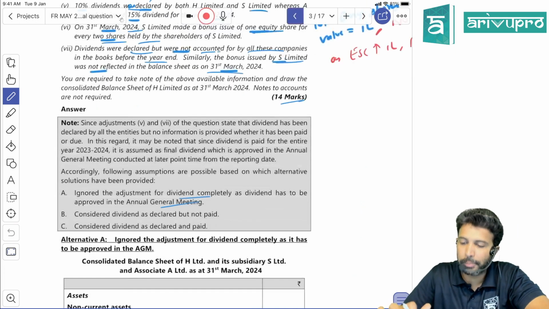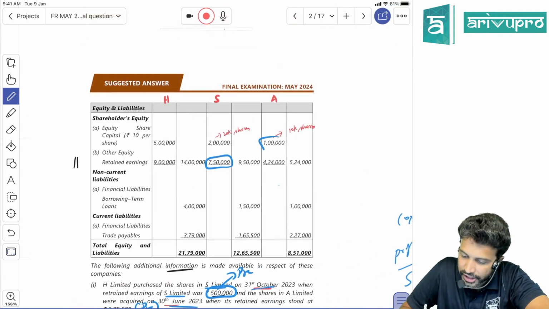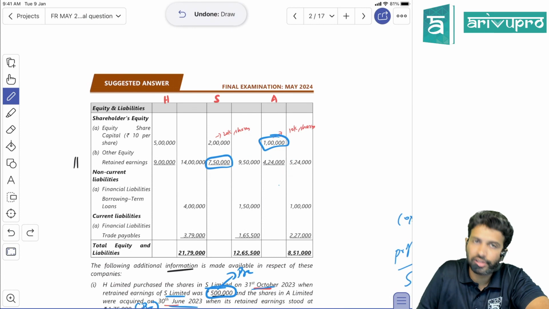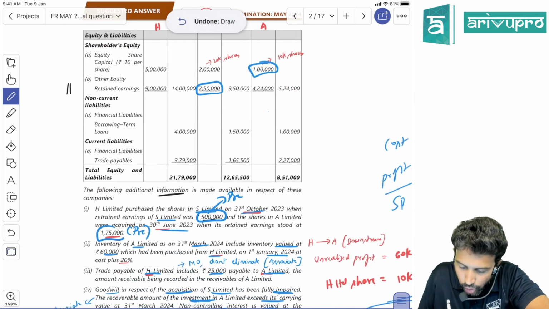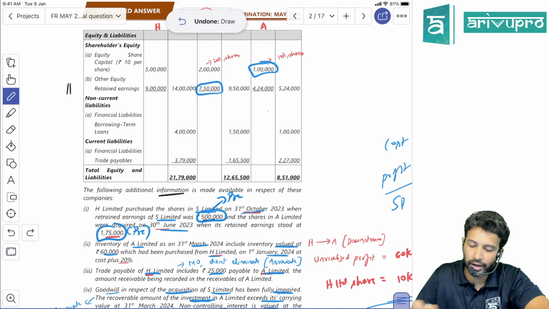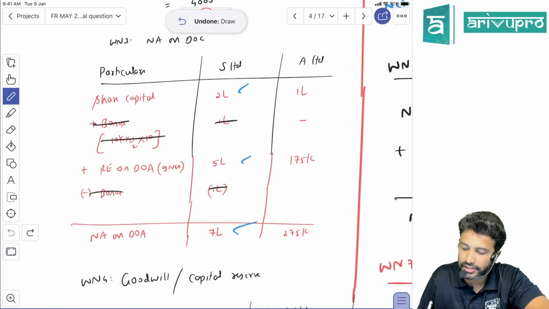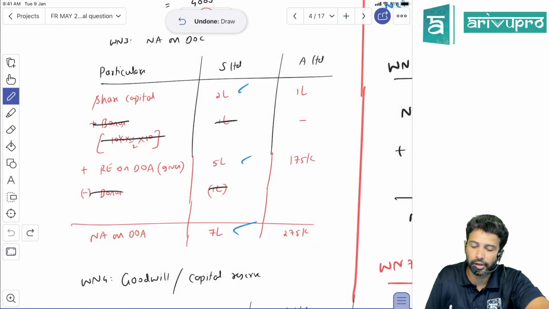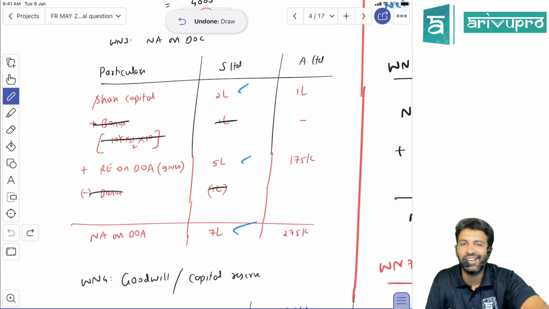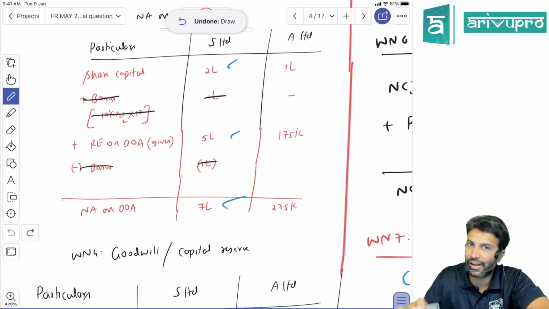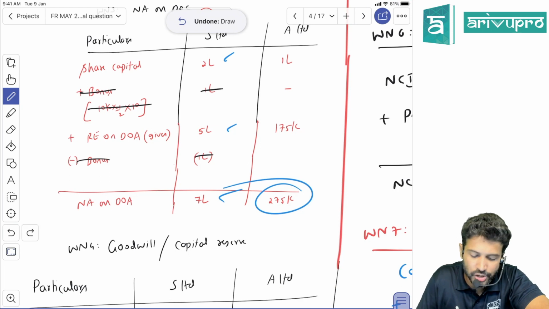What is associate company's net assets on the day you got control? The share capital was 1 lakh. This is retained earnings closing balance. On the day you got control, it was 175. Share capital was 1 and retained earnings was 175. So add these two, 1 and 175. It gives you net assets on the date of acquisition, we'll call it, because on associate we don't have control. We only have SI, significant influence, which is 2,75,000.